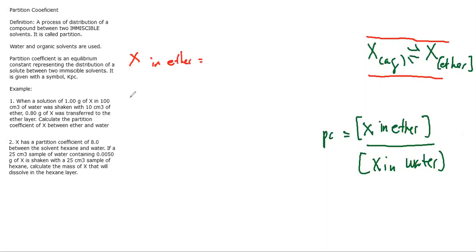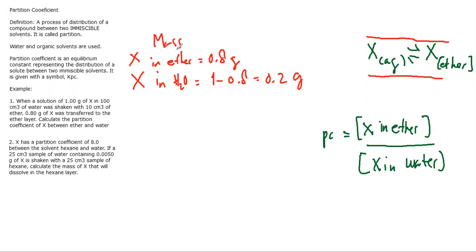All right, this is actually 0.8. So with the assumption that the total amount of X in the two layers, which are ether and water, is 1 gram, I can calculate the mass of X in water. It is 1 minus 0.8, which is 0.2 grams. All right, so that's the first thing. We need to find the mass of X in ether and in water.